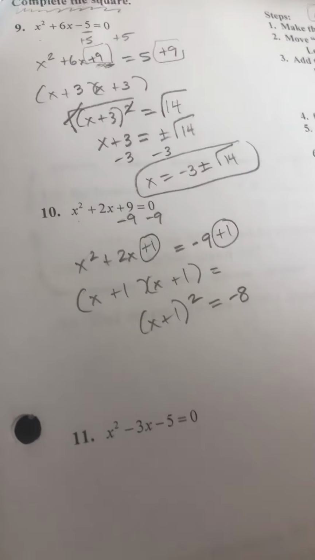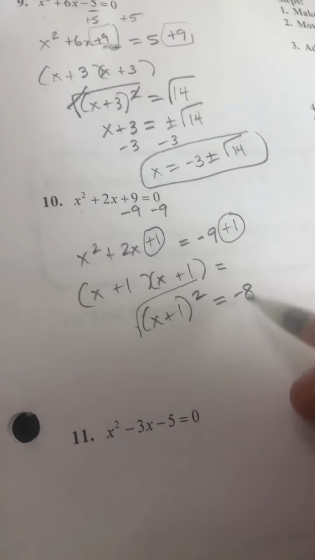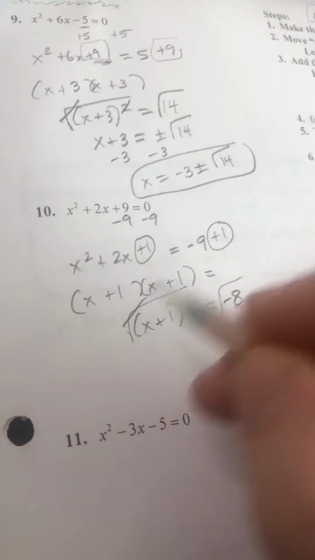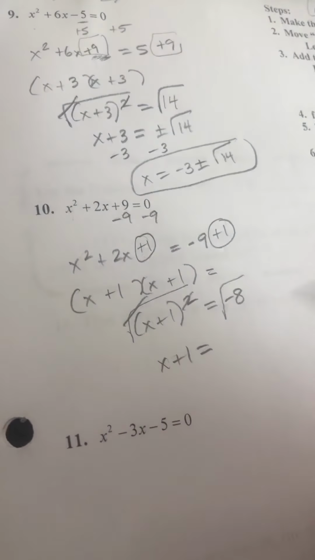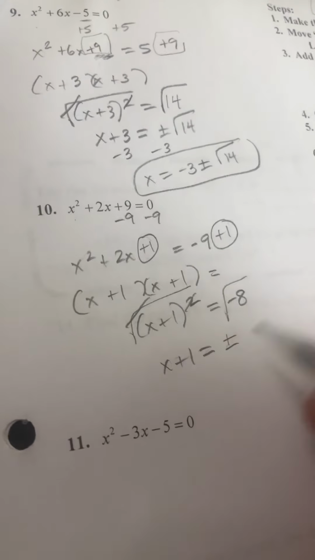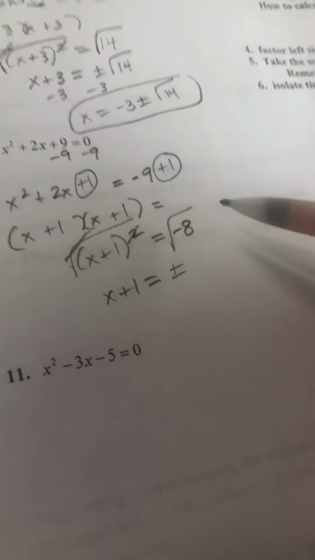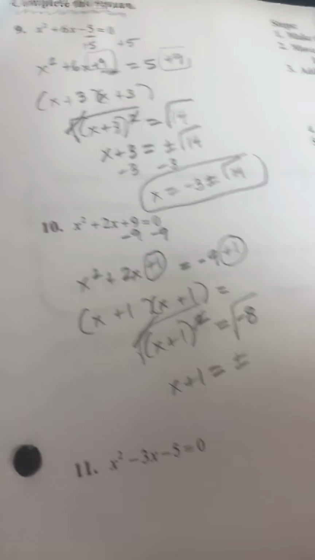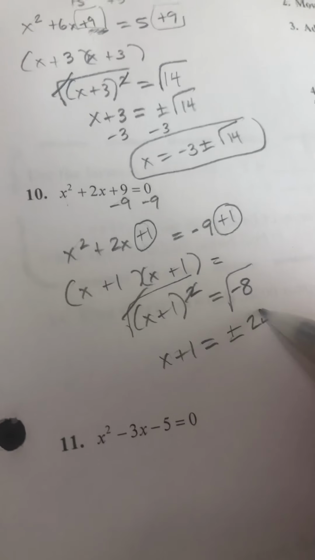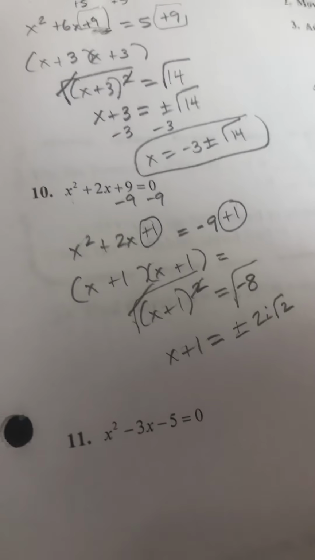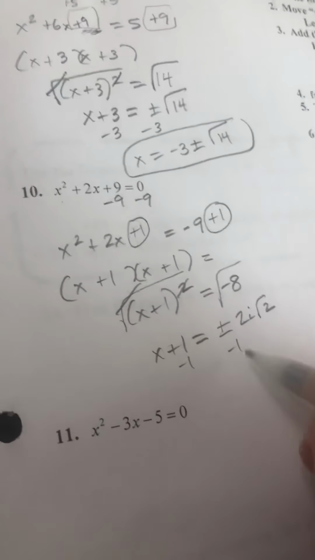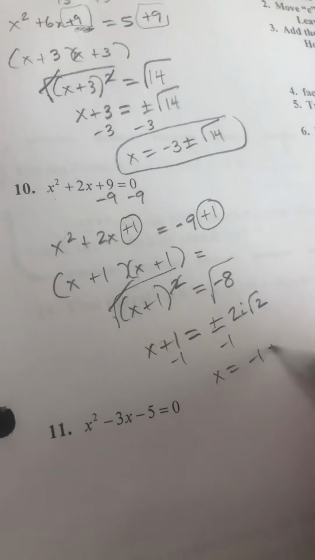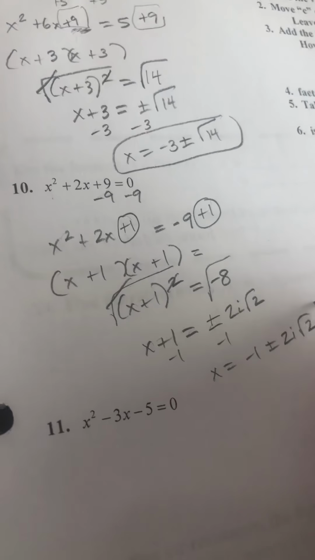Okay, now it's downhill from here. We're going to take the square root of both sides. The square and the square root cancel each other out. So we get x plus 1 equals, oh my goodness, the square root of negative 8. That's going to be plus or minus 2i square root of 2. And then minus your 1, and you get negative 1 plus or minus 2i square root of 2. We just solved another quadratic.